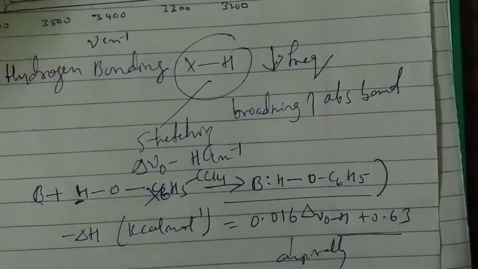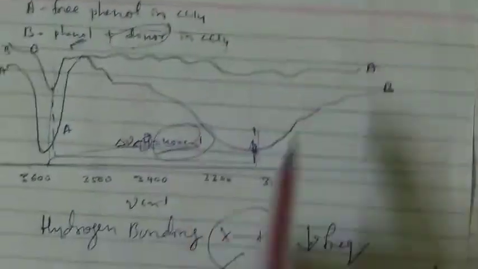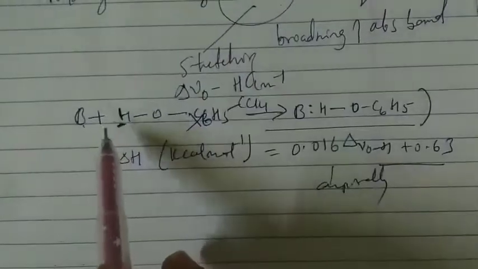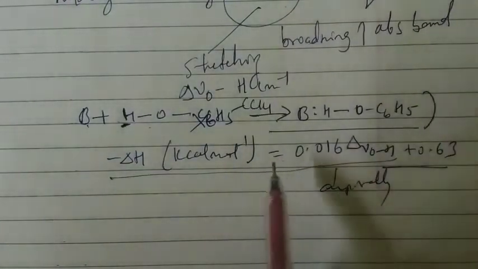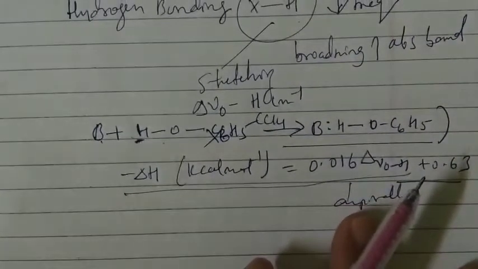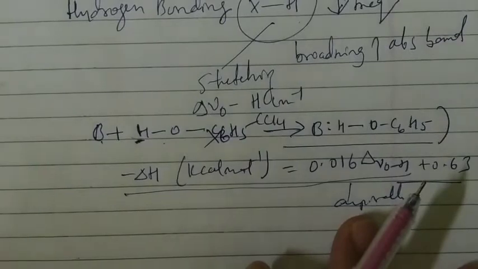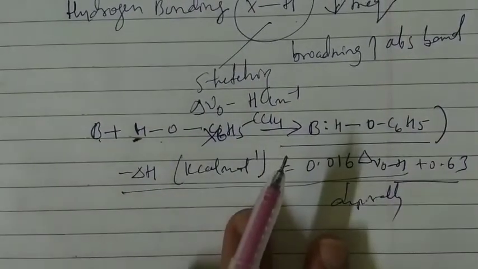So this is how the hydrogen bonded spectra look, how they can be calculated, and how the difference has been taken from this value. This is how we see the broadening in the presence of a hydrogen bonding system, and how the spectra vary.